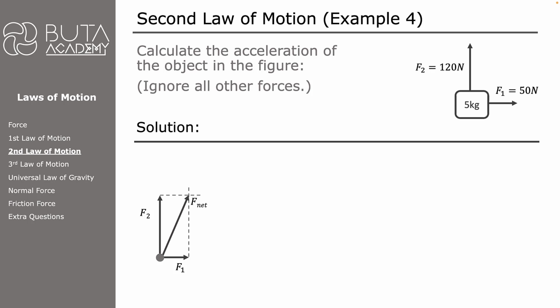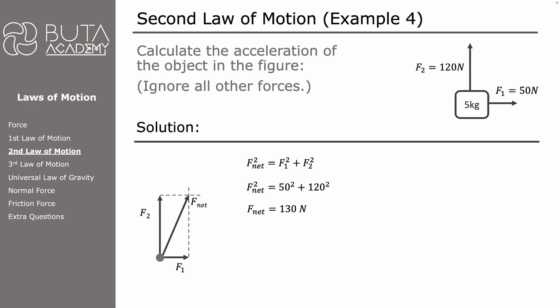To calculate the magnitude of the resultant vector, we will use Pythagoras theorem. Square of the net force is equal to the sum of squares of F1 and F2. So it is equal to 50 square plus 100 square. As a result, the magnitude of the net force is equal to 130 newtons.